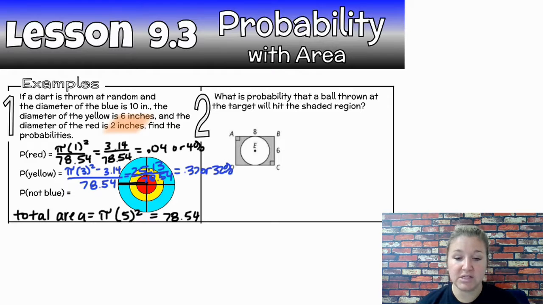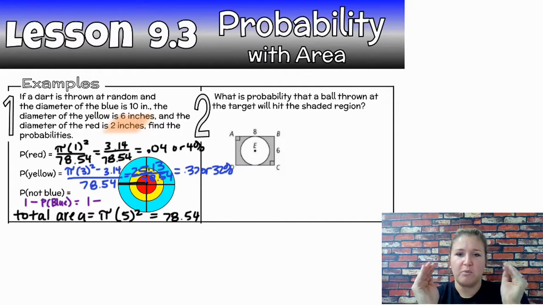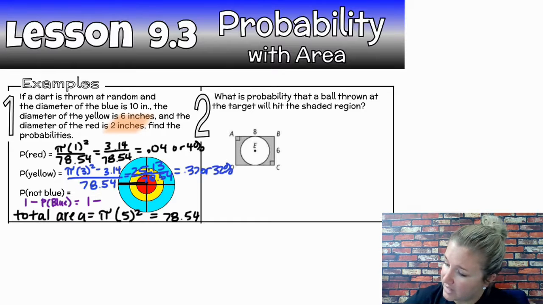And then the last one, not blue. This one is pretty involved. This is the one where you'll want to use the fact that you have 1 minus the probability of a blue. So let's take that and run with it. This is 1 minus P of blue. This one is basically just as involved as the yellow one, because the red is with the yellow. So I can find the area of the blue, which is pi times 5 squared, minus the area of the yellow, which is pi times 3 squared, and then divide that by our 78.54.